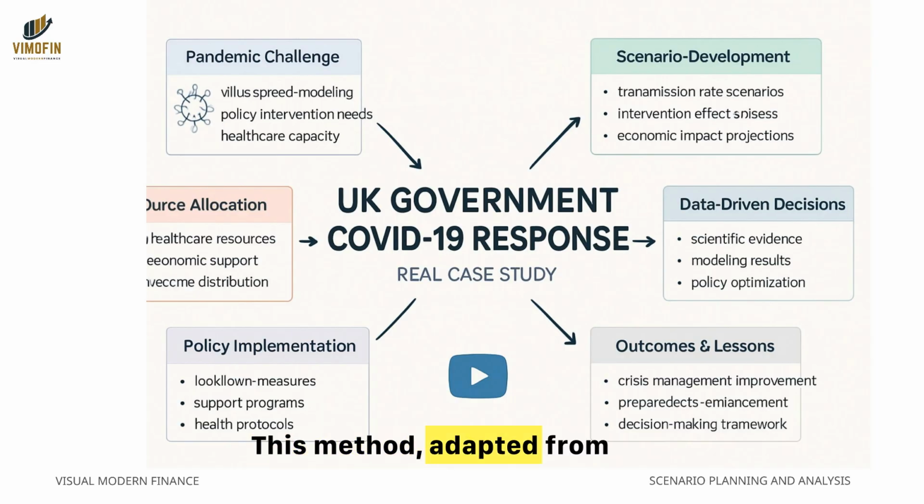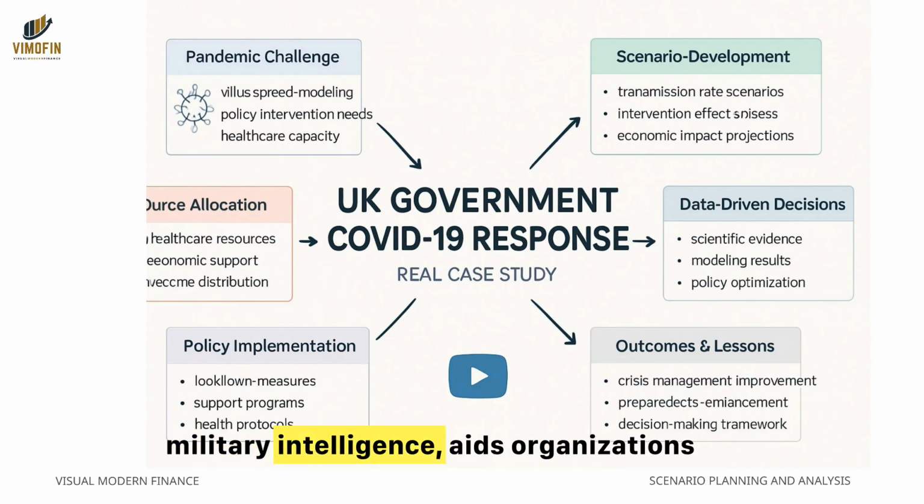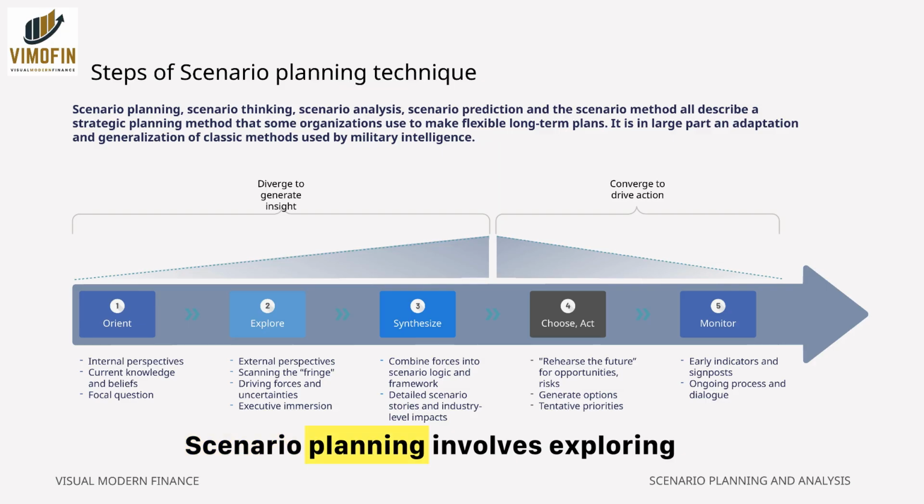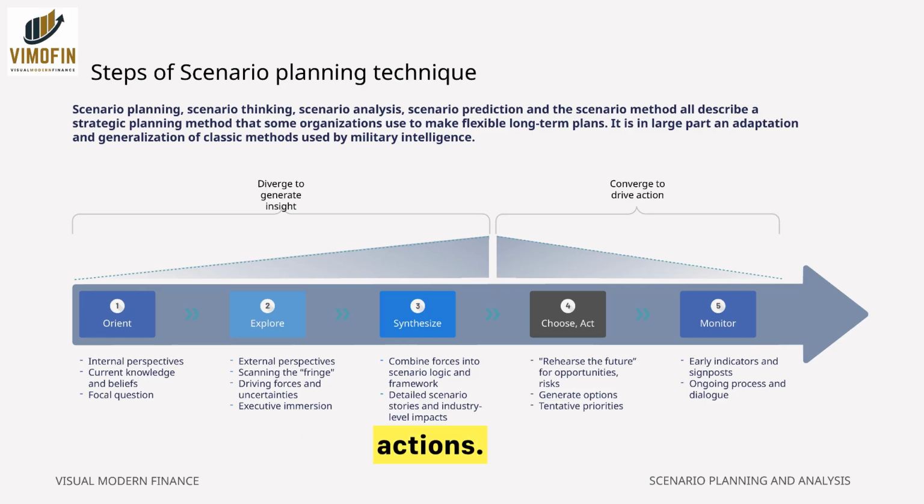This method, adapted from military intelligence, aids organizations in crafting flexible long-term plans. Scenario planning involves exploring internal and external perspectives, synthesizing insights, and choosing actions. It starts with a focal question, scans the fringe for uncertainties, and combines forces into scenario logic.